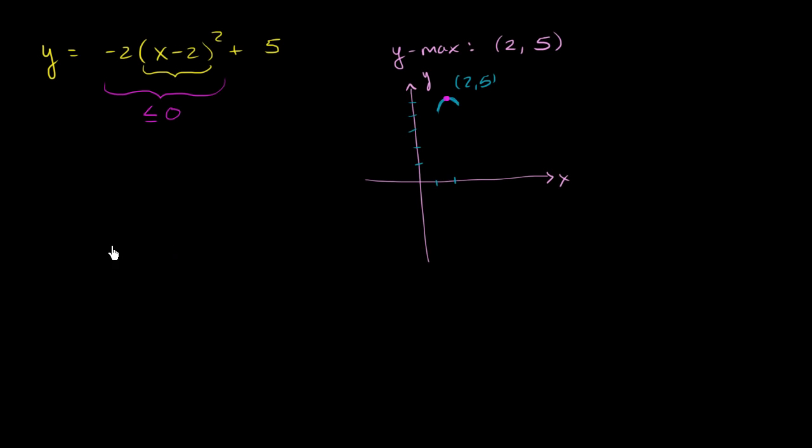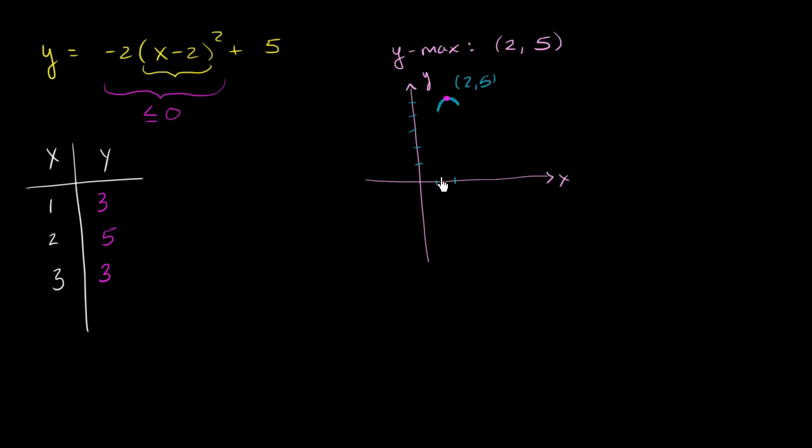So I can make a table here actually. Let me do that. So I care about x being equal to 1, 2, and 3, and what the corresponding y is. We already know that when x is equal to 2, y is equal to 5. (2, 5) is our vertex. When x is equal to 1, 1 minus 2 is negative 1. Squared is just 1. So this is going to be negative 2 plus 5, so it's going to be 3. And when x is equal to 3, this is 3 minus 2, which is 1. Squared is 1. Times negative 2 is negative 2, plus 5 is 3 as well.